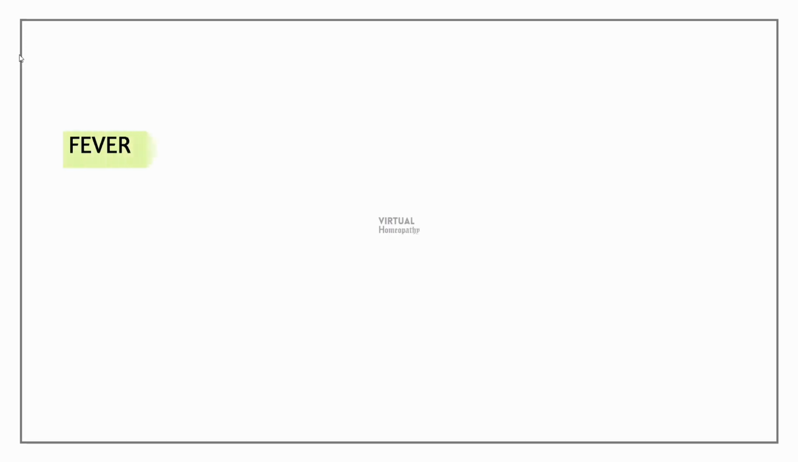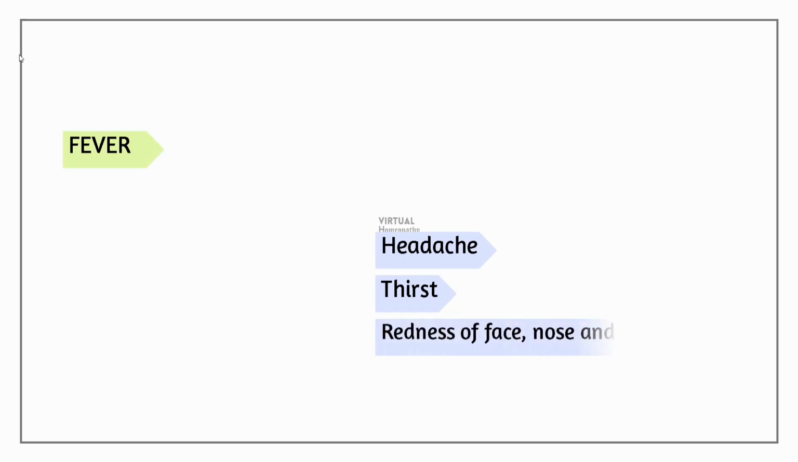Now if you look at the fever, with the fever there is headache, the patient is thirsty, there is thirst in Kali Iod, there is redness of face, nose and eyes. So headache with thirst with redness of face, nose and eyes. That is what you will find in Kali Iod fever.